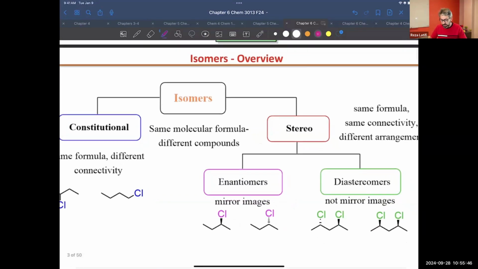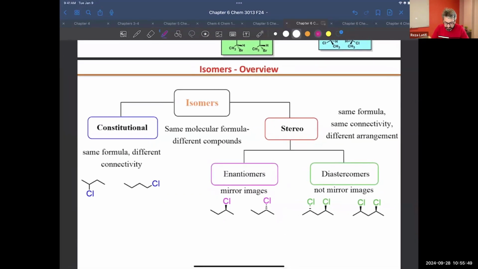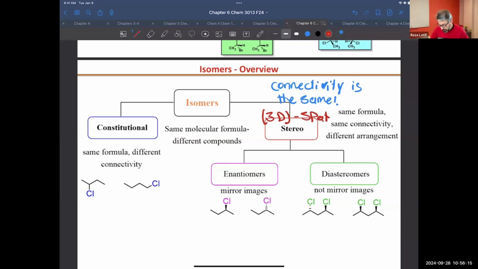Now, when it comes to stereoisomers, the connectivity is the same. So what's the difference between them? The difference between them is their structures in space, or the 3D structure, or sometimes we call it spatial. Spatial structures are different. The connectivity is the same. The only difference between them is technically their structure in space.